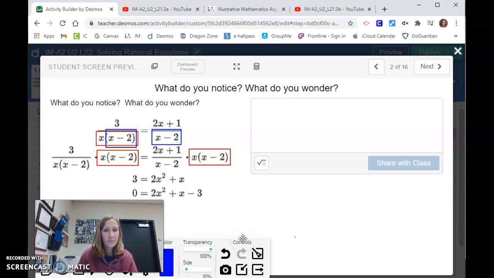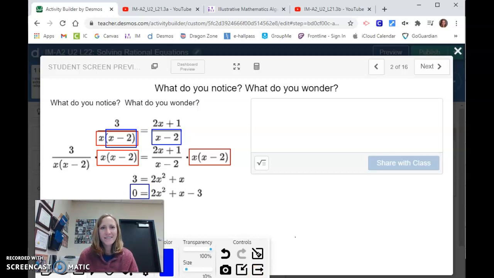So I noticed then that by multiplying by x and x minus 2 on both the left and the right side, it eliminated all of the fractions, so it was no longer a rational equation. Some other things that you might have noticed, we end up with a quadratic equation. Maybe you remember some things about how to solve that quadratic equation, so you might notice that in the last step they set that equation equal to 0 to help us solve that quadratic.